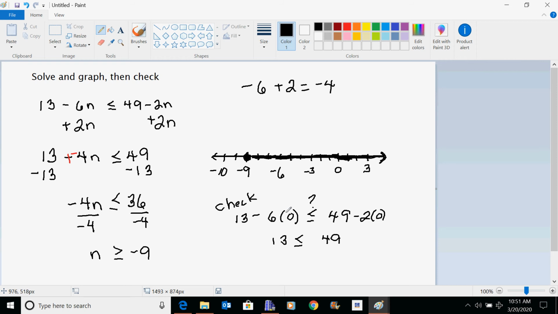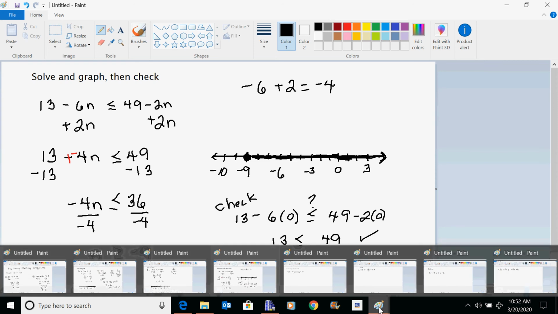So 13 minus 0 is 13. 49 minus 0 is 49. So 13 is less than 49. It does check out, so our answer is correct. We've got the right part shaded. I showed you the little trick: if 0 is one of the numbers that's shaded in, that's probably going to be the easiest number for you to check. So lots of good stuff in this problem.